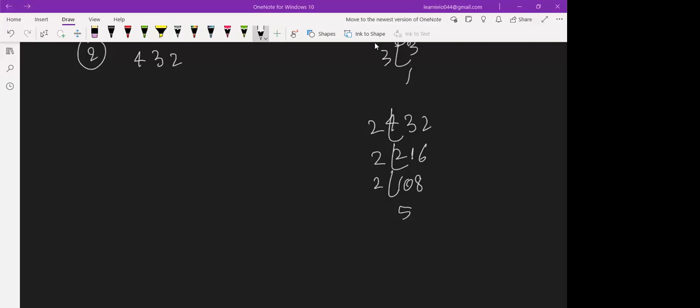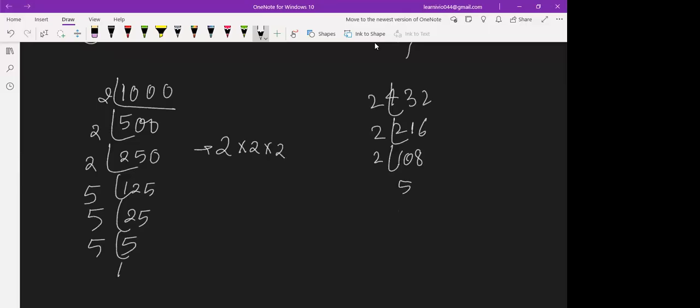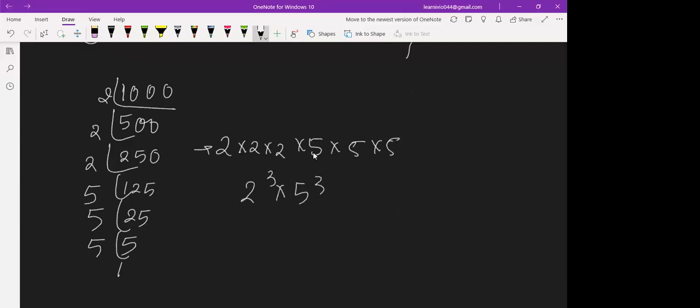See, how do we do the prime factorization of 1000? Look on the screen. So first you divide with 2, so 2 by 500. Then again you divide with 2. Now you get 2 into 125. Then now you divide it with 5, 25. So what is the correct answer? It is 2 into 2 into 2 into 5 into 5 into 5. So basically, 2 cube into 5 cube. Very good. Understood this?